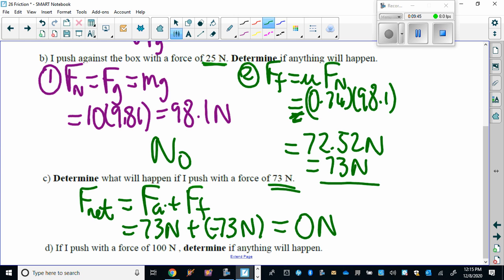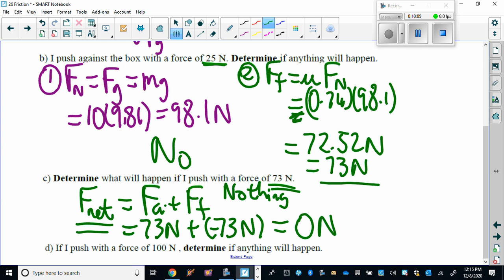So what will happen if the net force is 0 newtons? What's the acceleration? Obviously 0. So what will happen is nothing will happen. You've got enough force to get it started moving, but it's not going to accelerate. So the answer to that question, determine what will happen, is nothing.